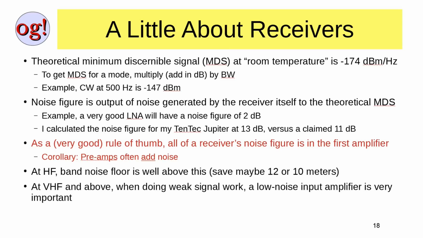Now, at HF, the band noise floor is well above this thermal noise floor here. Say maybe 10 or 12 meters, which are very quiet bands. And this might be a good place to throw in that preamp to make a soft signal stronger. Now, at VHF and above, when doing weak signal work, a low noise input amplifier is very important because that's going to set the noise figure for everything that follows.